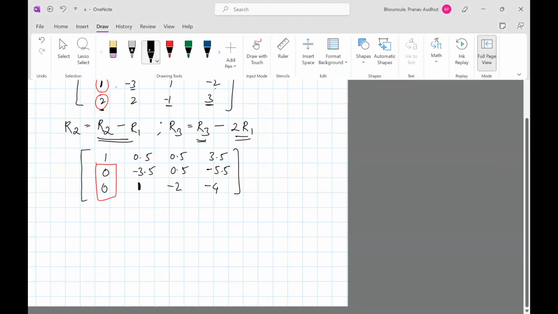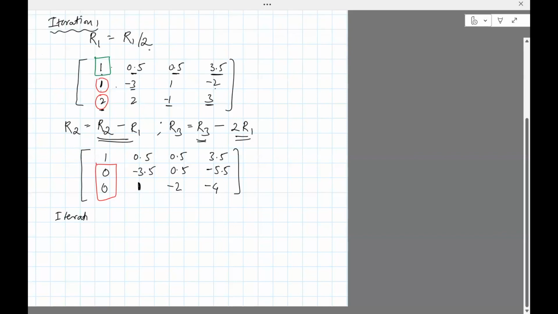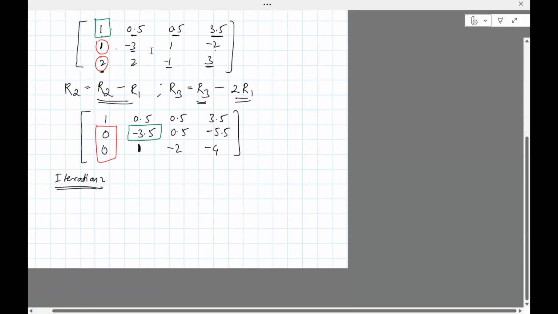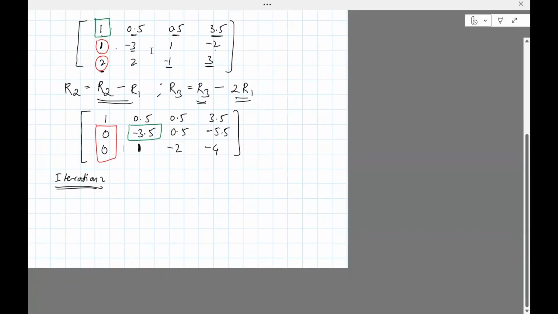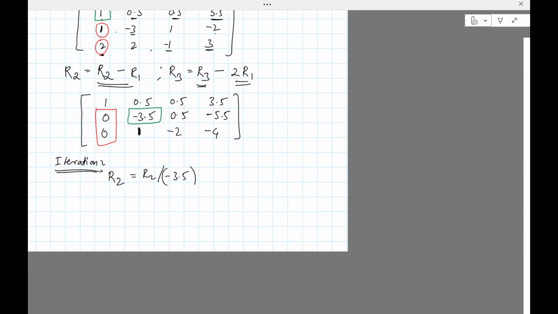Okay, let's do iteration 2. Our next goal is to normalize this second row, second element. Normalization can be done by taking R2 and dividing it by that particular element, so it'd be minus 3.5. Don't skip the minus. It's important that you divide by minus 3.5. In this operation, the first row is unaffected.